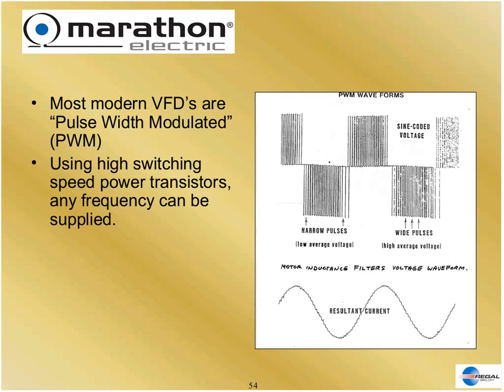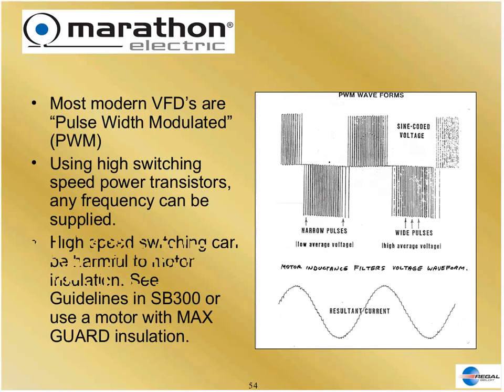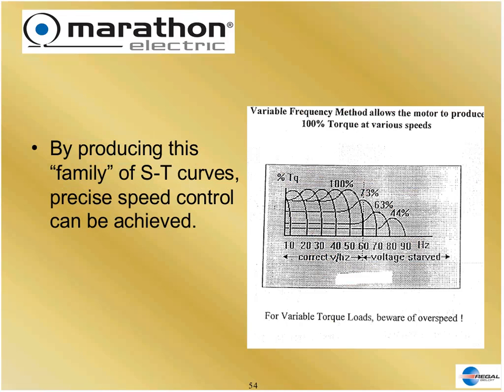So what does that do to the motor? The high-speed switching can be harmful to the motor. This is a sidelight, so you should be careful about your insulation system. But what it does is produce a family of speed torque curves. The speed torque curves change because the frequency changes the synchronous speed of the wave. Every time you go lower in frequency, the motor slows down.